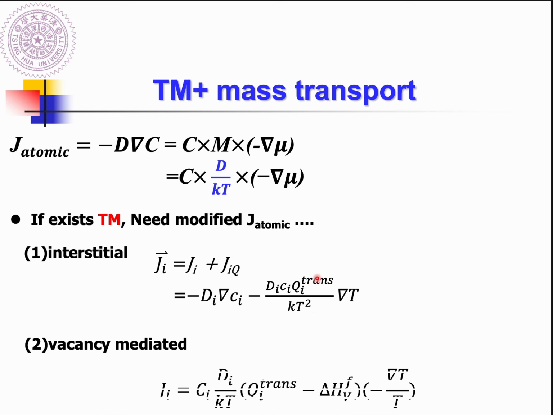If the material system we discuss is a vacancy mediated material one, then based on this, the atomic flux should be modified by this vacancy formation energy part. And this also can be used no matter the material has a positive or negative heat of transport.